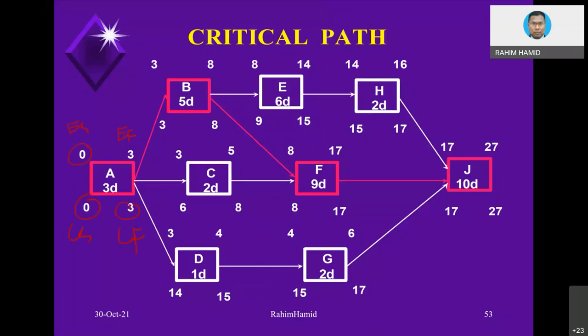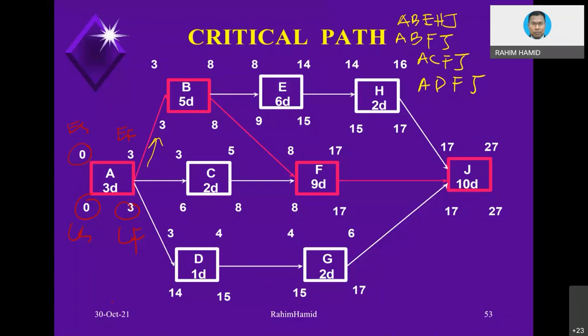How many routes are there inside here? Basically, one is A, B, E, H, J. That would be the first route. The second one is A, B, F, and then J. The third one would be A, C, F, J. And the last one would be A, D, F, J. You see, there are four paths in this diagram from the beginning A until J.